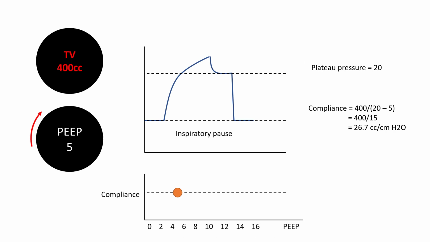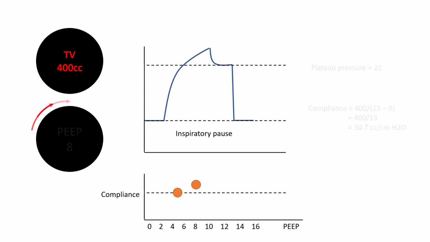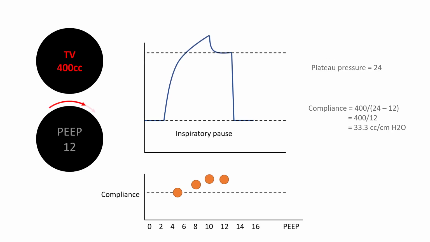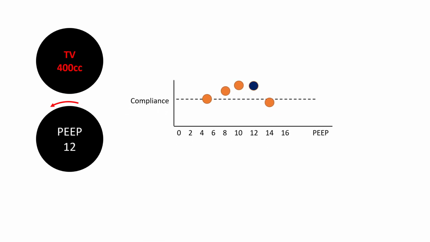Here we have a tidal volume of 400 cc's and we are starting at PEEP of 5. You perform an inspiratory pause, measure plateau pressures and calculate compliance. You keep on increasing your PEEP in steps of 2 and 3. With every step, you perform an inspiratory pause, measure a plateau pressure and calculate the corresponding compliance. As you keep on going up, a point is going to come where your compliance is going to start getting worse. You come down to the point where the compliance was the highest, and that would be your optimal PEEP.